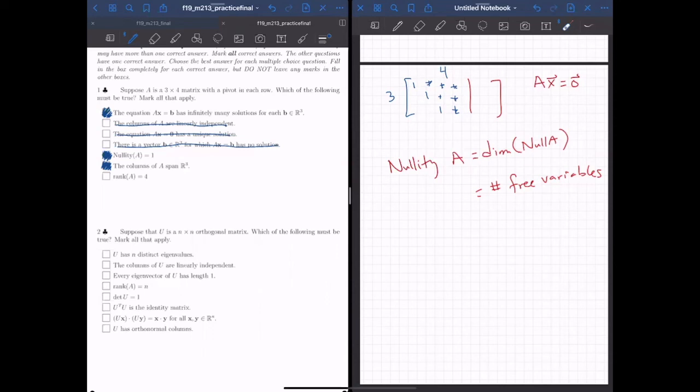And then the last one, the rank of A is equal to 4. How do you tell the rank of a matrix? It's the number of pivots. The rank is always the number of pivots, and in this case we have 3, so that's not equal to 4. Good. Any questions there? Feel free to stop me if you do.